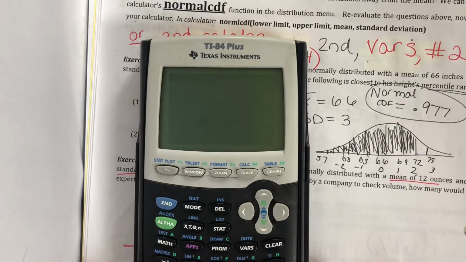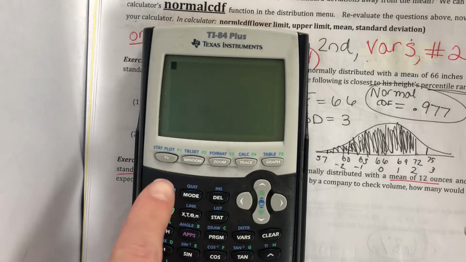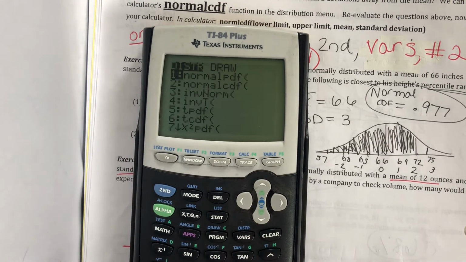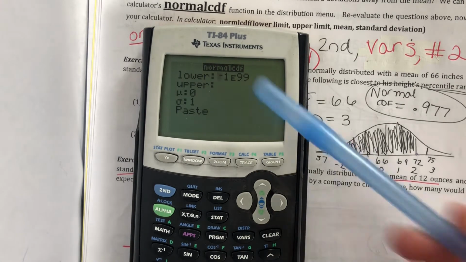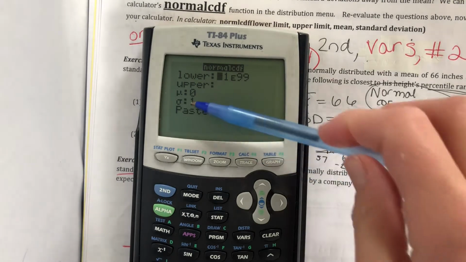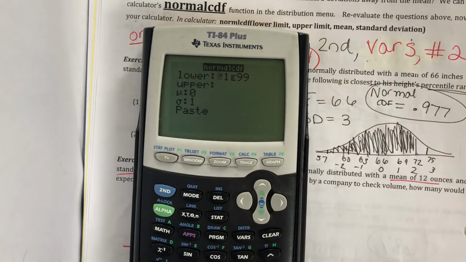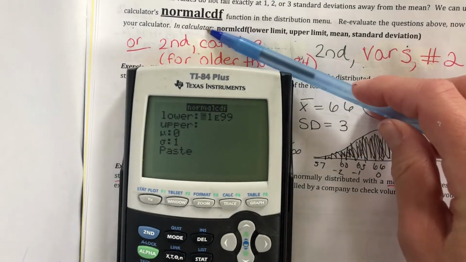In your calculator, if you have a TI-84, second, VARS, this guy right over here. Option 2 is norm CDF. And then we got to enter some information here. A lower limit, an upper limit. This right here is going to be the average, okay? And this number is going to be the standard deviation. All of that is right here in your notes.